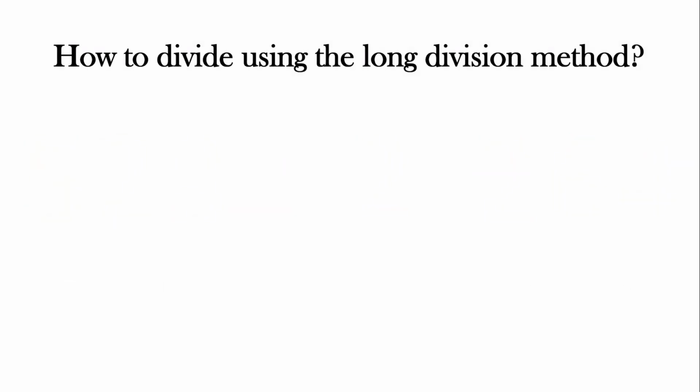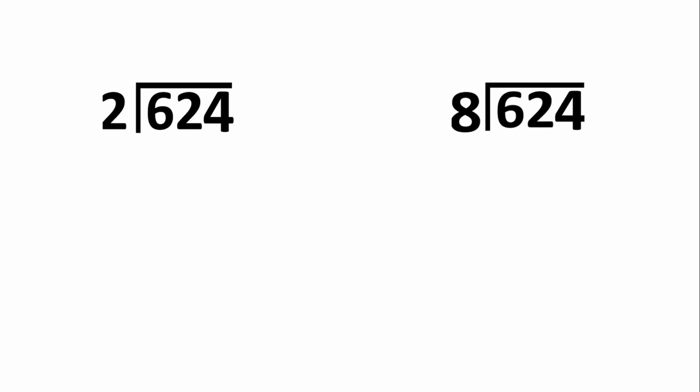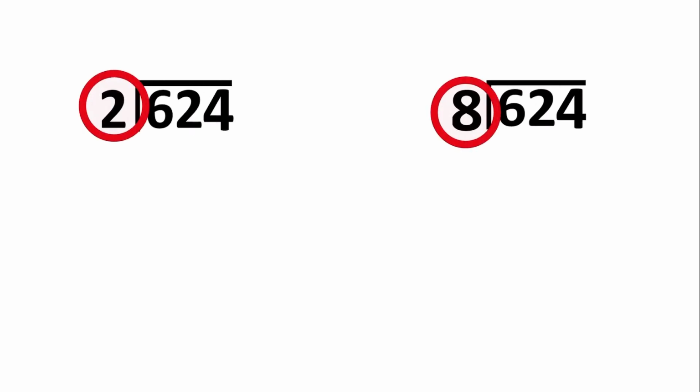So this is the question we're going to answer. How do we divide using the long division method? To understand that, I'm going to solve two problems: 624 divided by 2 and 624 divided by 8. Both have the same dividend, but two divisors. That will affect our answer. So let's start with 264.